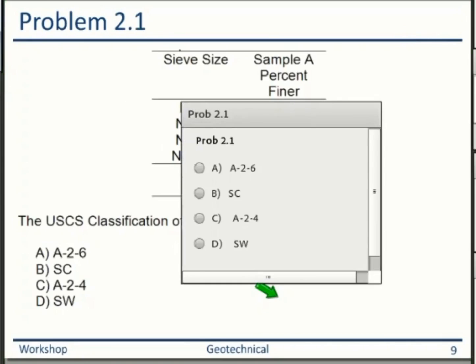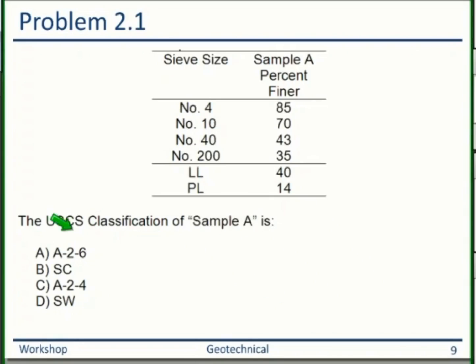2.1. I was looking for your answers. The majority are saying this is B. Okay, 80% saying B, 20% saying A. So before solving it, let's think. What you have been asked is to classify soil sample A based upon the USCS system. Is A a USCS classification? No, right? If A is not a USCS classification, then A cannot be the answer. Similarly, is C a USCS classification? So C also cannot be the answer. Possible answer is either B or D.